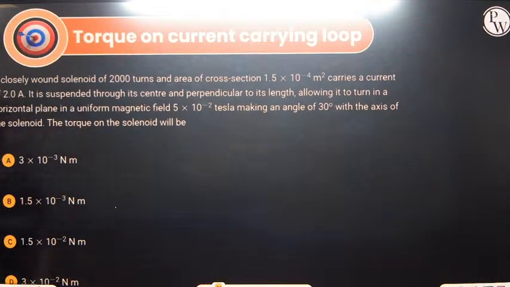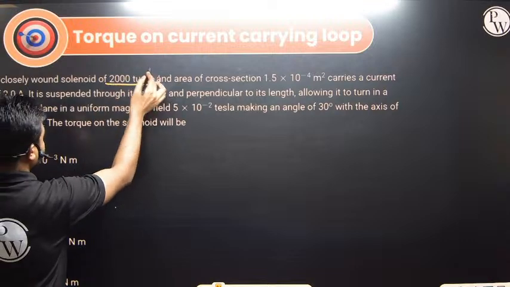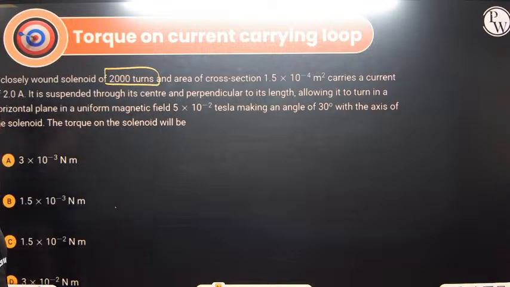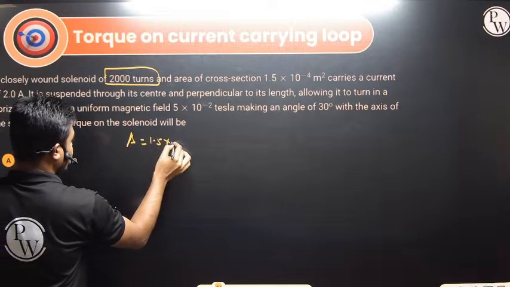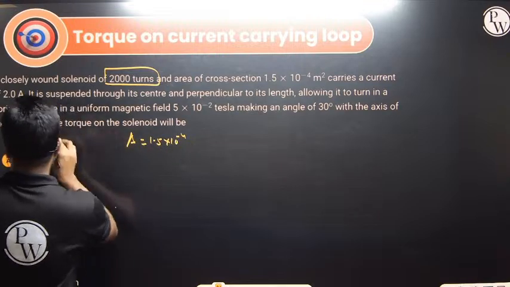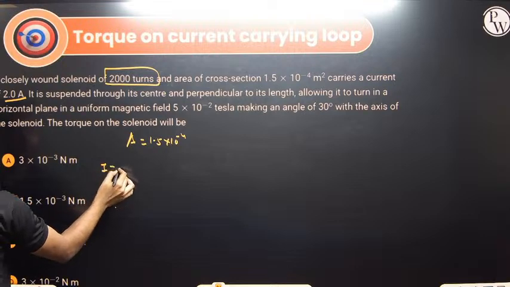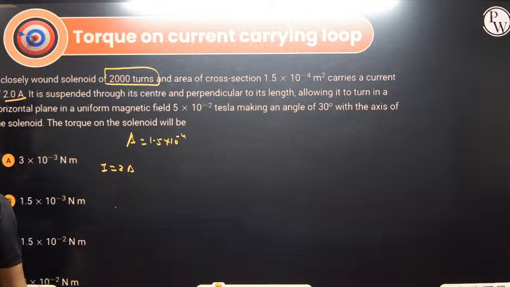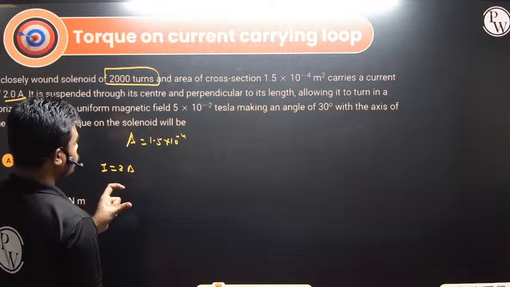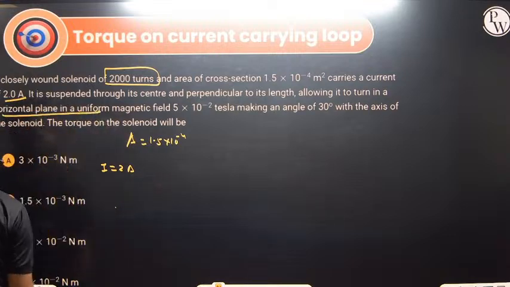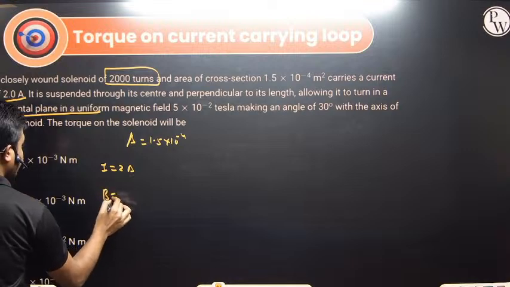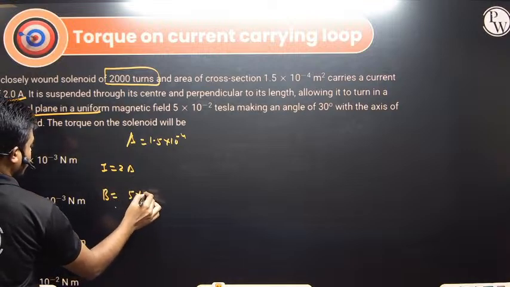A closely wound solenoid of 2000 turns, that is N equals 2000 turns, and area of cross section 1.5 into 10 to the power minus 4, carries a current of 2 ampere. So what is the current? I, we are having 2 ampere. It is suspended through its center and perpendicular to its length, allowing it to turn in a horizontal plane in a uniform magnetic field. The magnetic field value is given, B is equal to 5 into 10 to the power minus 2.